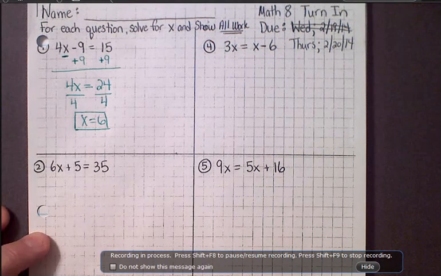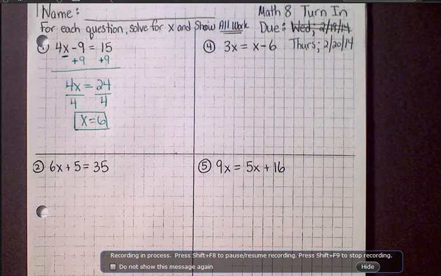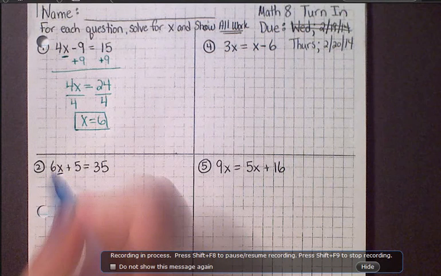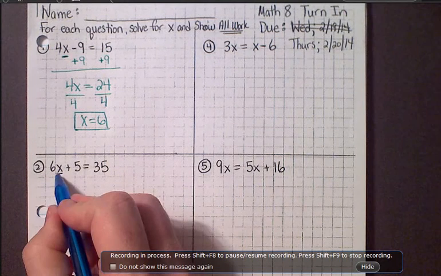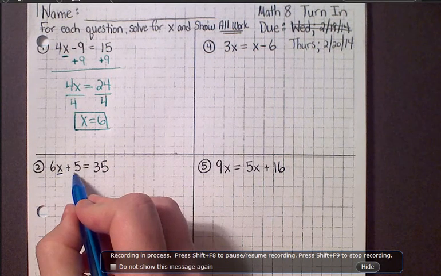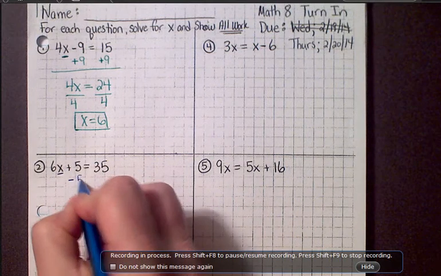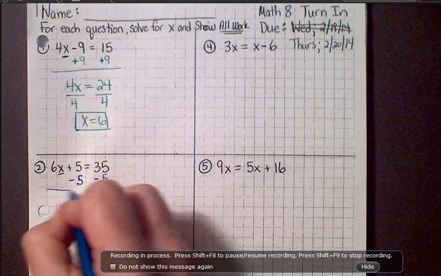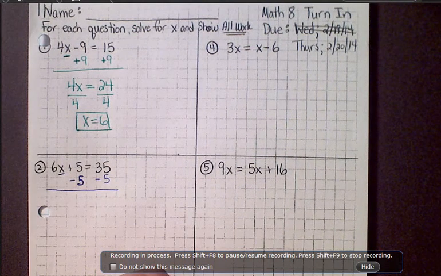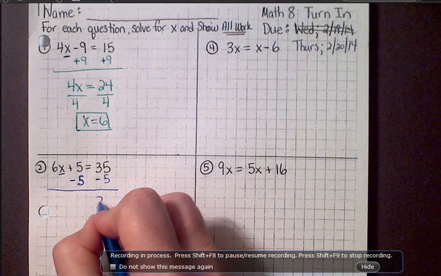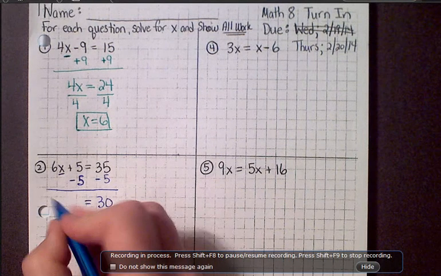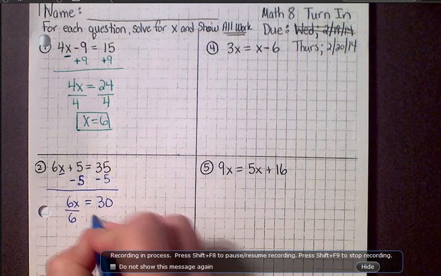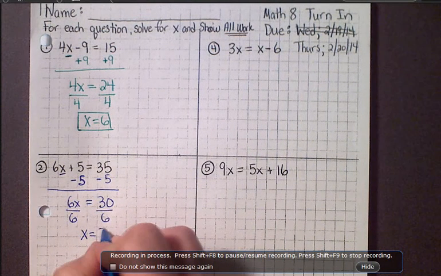Moving on to question number 2. Again, here's the variable we're trying to solve for. That's what we want to isolate. We're multiplying it by 6, and we're adding 5. So let's undo the addition first. You undo addition and subtraction first by doing the inverse operation. When we subtract 5 from both sides, we're going to get 30. Carry down that equal sign, 6x. Now I'm multiplying x by 6, so I need to divide by 6, and I get x is equal to 5.